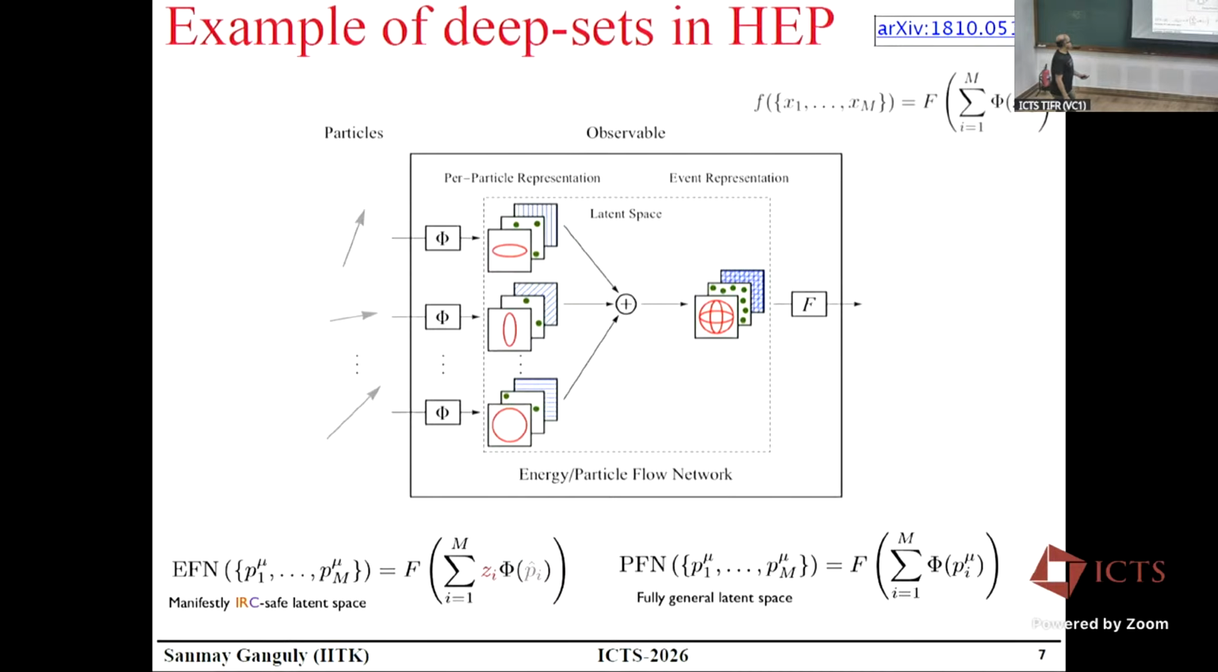These were called energy flow networks and particle flow networks. The idea is you have some particles coming from the jet, and you pass them through a phi network, which means for each particle you have a latent representation. Then you do a permutation invariant operation to gather the information, pass it through another layer of nonlinear function, and you have some output.